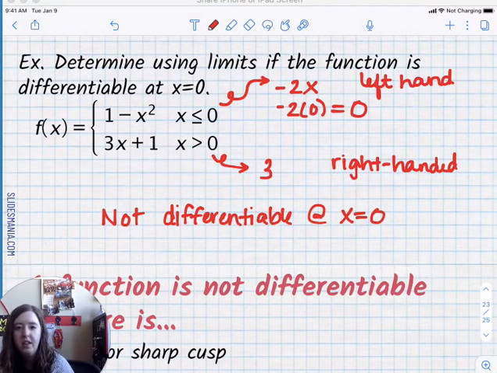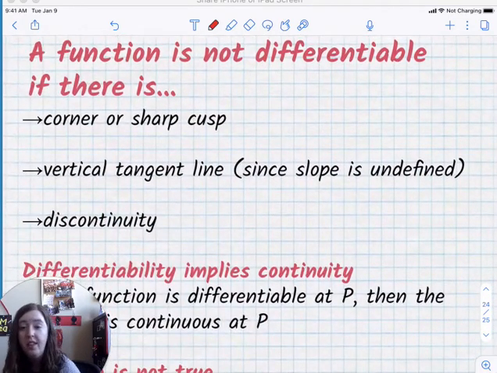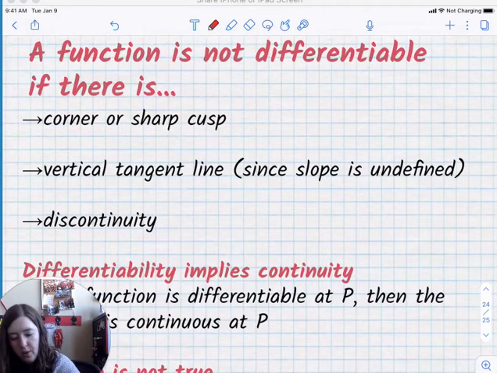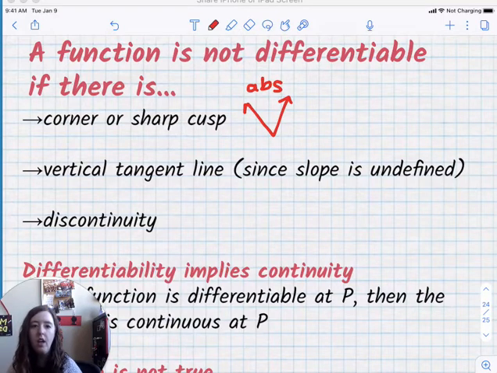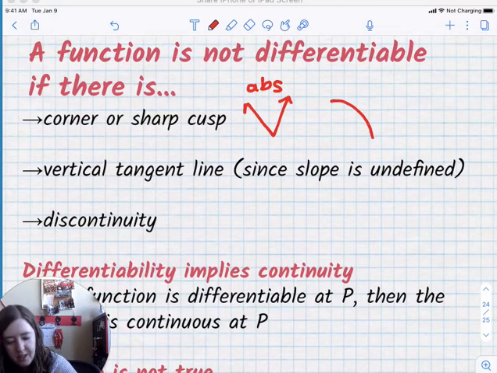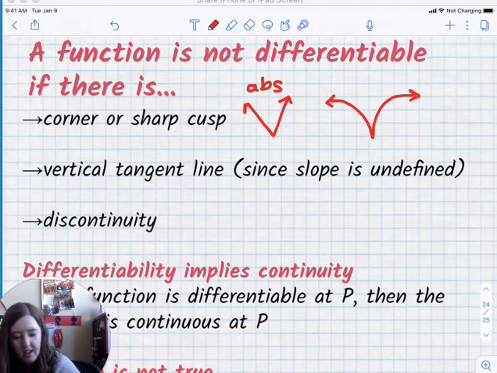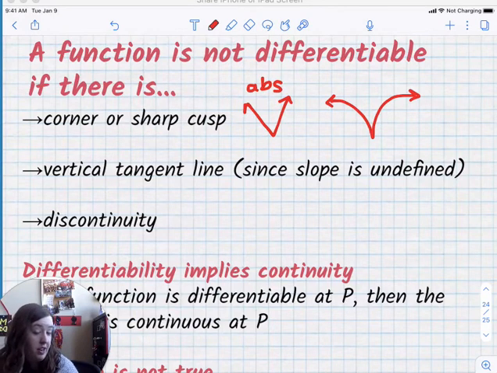Good deal. So here's how we'll know if a function is differentiable or not. There can be no corners or sharp cusps. So a corner would be like an absolute value function. You're going to see, because it comes to a sharp point there at the center. Other times you'll see cusps that look something like that. A lot of times those involve e things. So if you get a sharp cusp, our function will not be differentiable there.